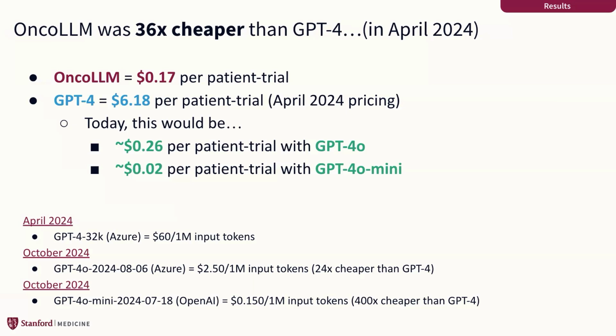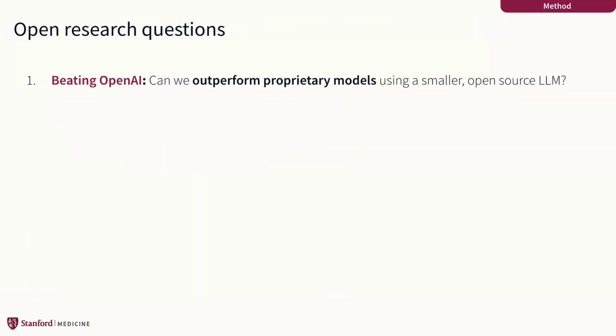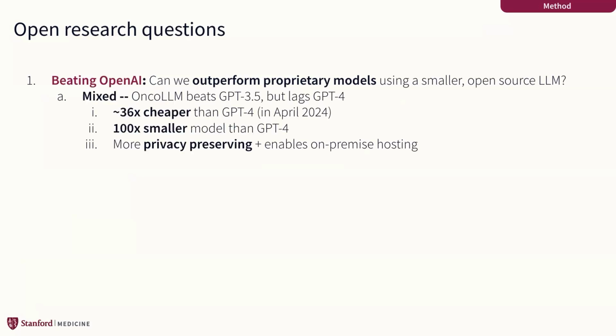Other questions? Cool. So just to summarize all the bases we covered. The first research question was, can we beat OpenAI, right? Which I think is a very valid research question. And I think the answer is yes and no. We're able to beat GPT-3.5 pretty handily, which again is a 175 billion parameter model. Onco LLM is only 14 billion parameters. Unfortunately, it still lags GPT-4.